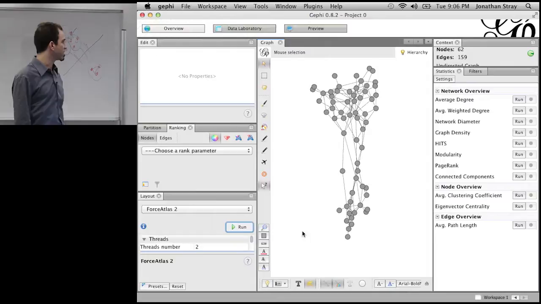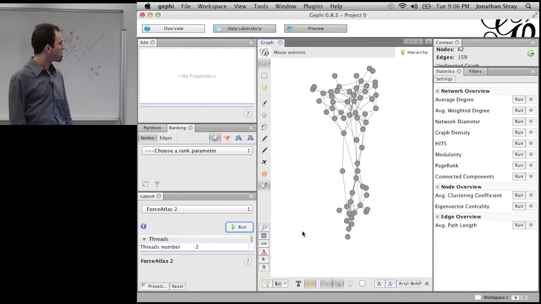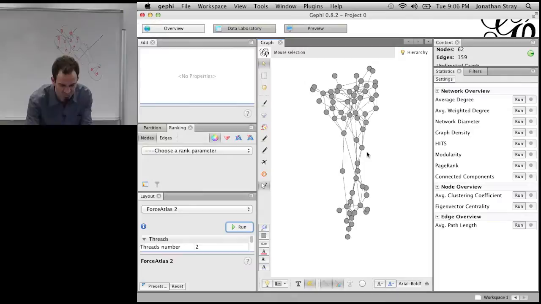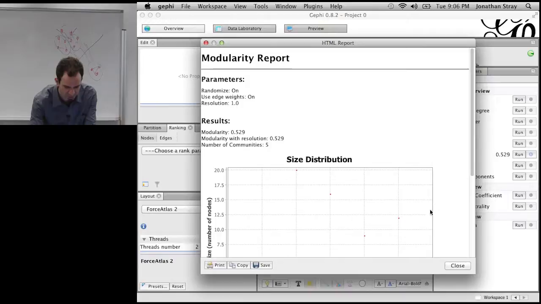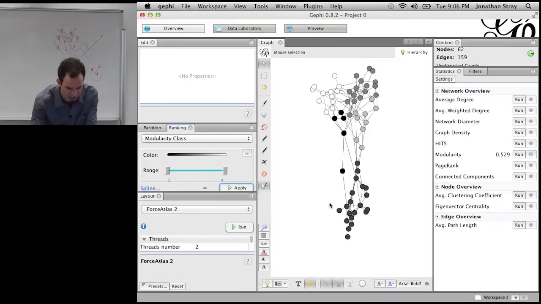So how many communities of dolphins do you see here? Anyone want to guess? Yeah, two-ish. I think there might be slightly more. So I'm going to run this modularity algorithm. Run modularity. I'm going to ignore that; it just tells me how big each chunk is. And then what I can do is modularity class, apply. There you go.